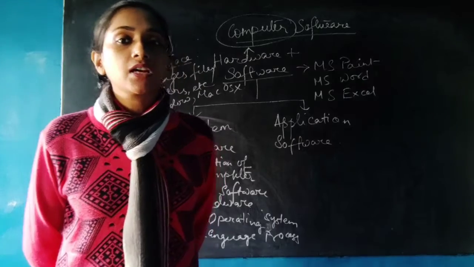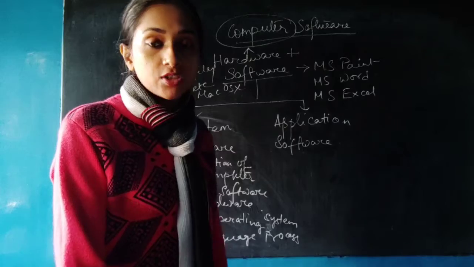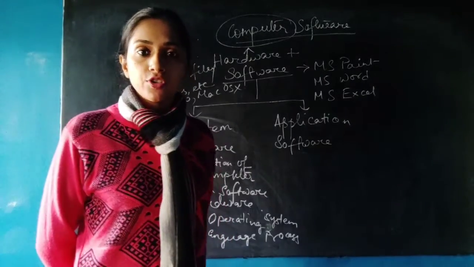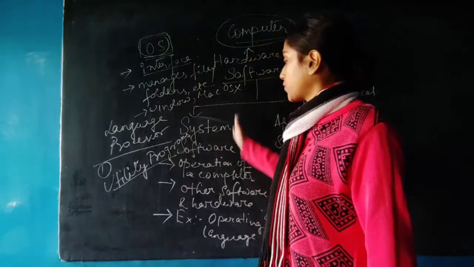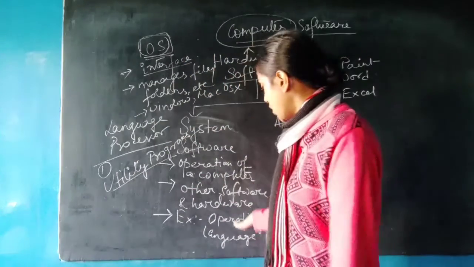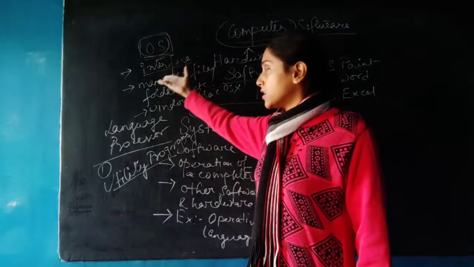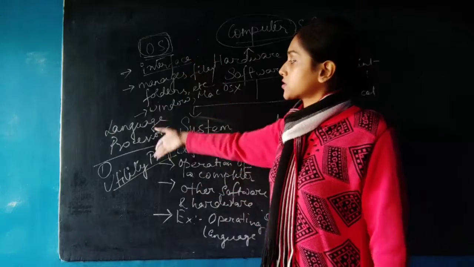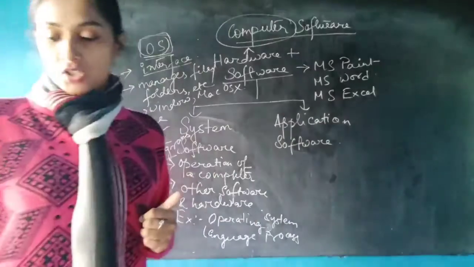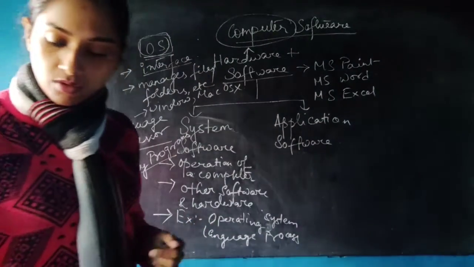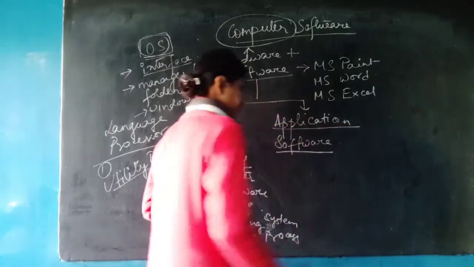In this video I will continue with the chapter that I have started with you, that is computer software. In my previous video I gave you an idea about the entire system software: what it is, what its function is, and what the examples of system software are. Now in this video I am going to start a new part, that is application software.